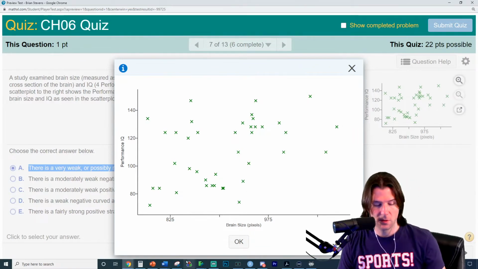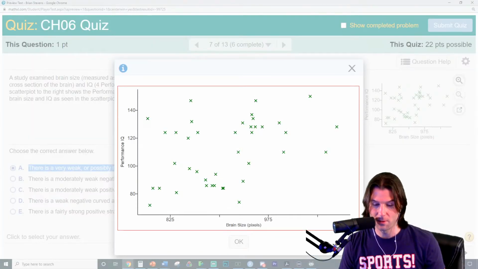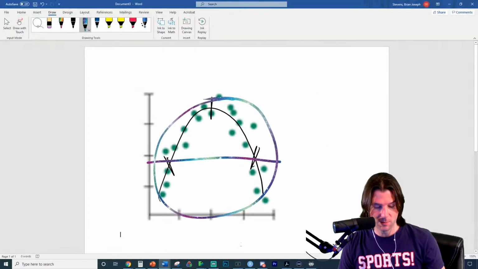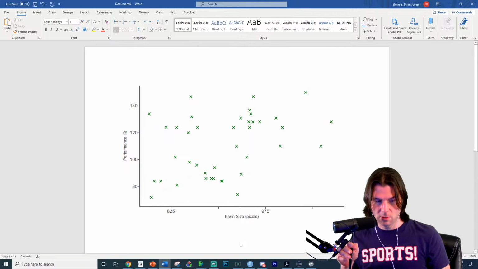I'll show you visually what's convincing me that it's going to be the super weak, and then watch me get it wrong. What's convincing me that it's going to be the super weak is if we do our drawing, which we should always do. So let's do our drawing right here.